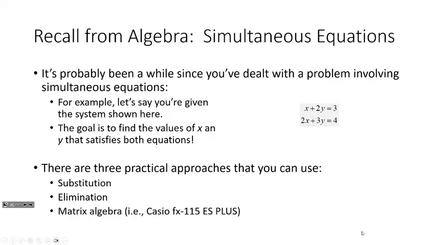X is -1 and Y is 2. And if you don't believe me, you can just plug and chug. So on the first equation, I have -1 plus 4 is 3. That's true. And I have -2 plus 6 is 4. That's true on the second one. And I propose that that is the only pair of numbers that will satisfy both equations.